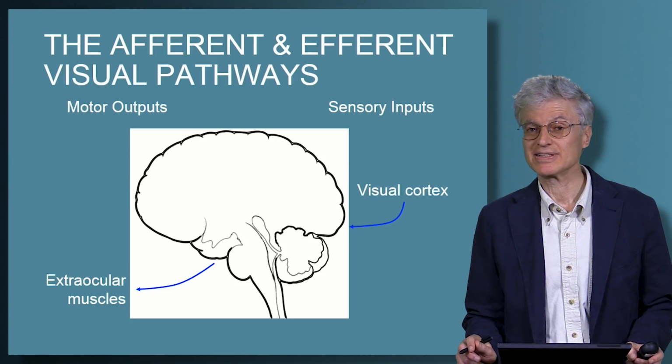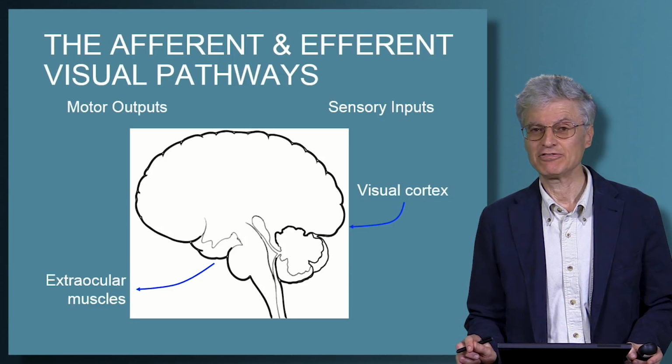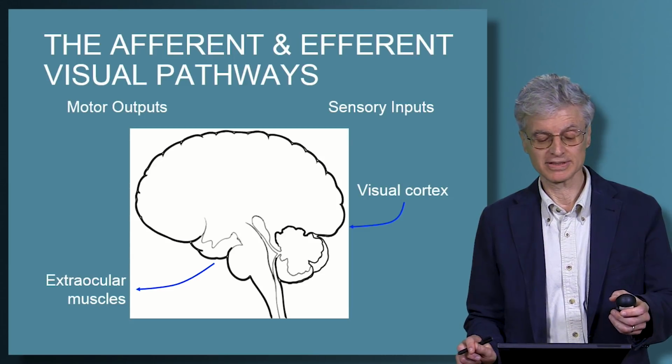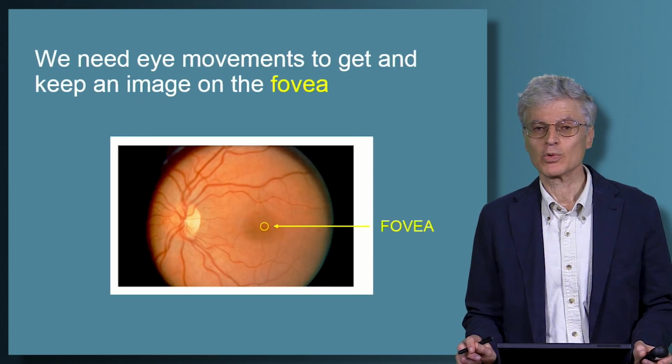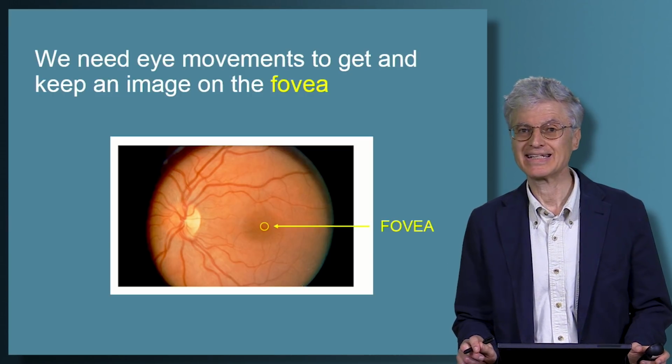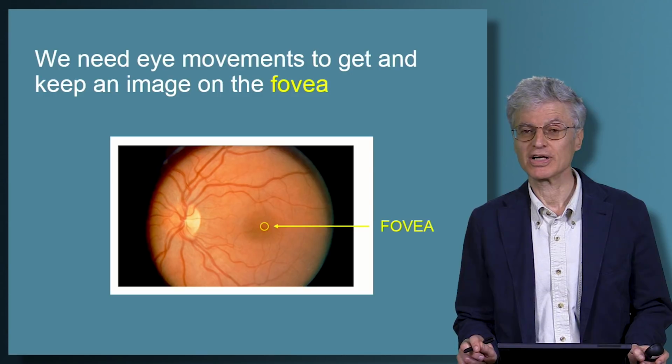Like other parts of the central nervous system, the visual pathway is organized into afferent and efferent sides, or sensory and motor. In this case, the sensory input is light, and the motor output is eye movements. We need eye movements to get and keep an image on the fovea, which has the greatest concentration of photoreceptors in the retina.